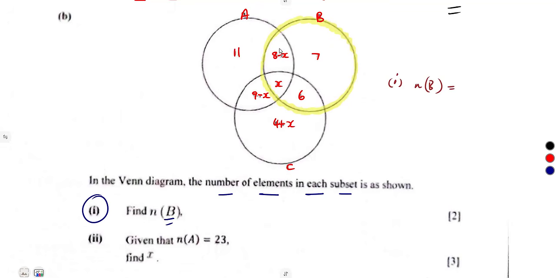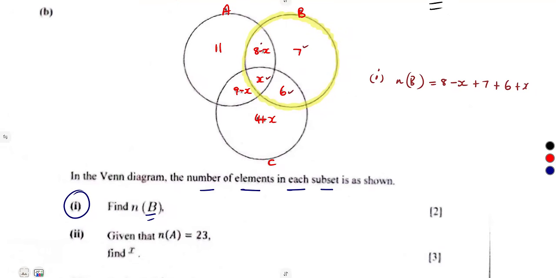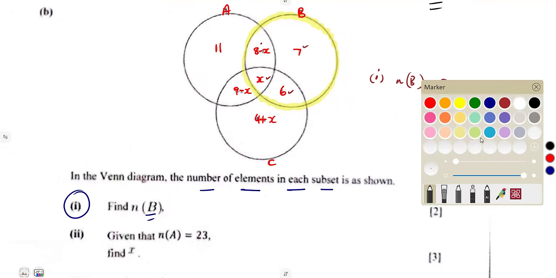So there is 8 minus X, there is a 7, you add that. There is a 6 here, there is X. Everything that is inside the set of B, add those elements, all right? This is paper 2, use calculators, all right?